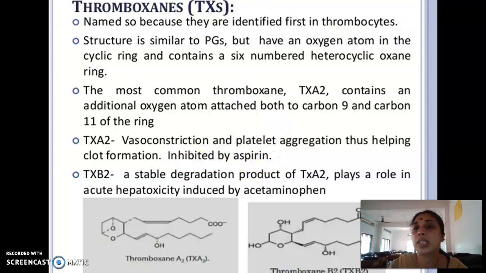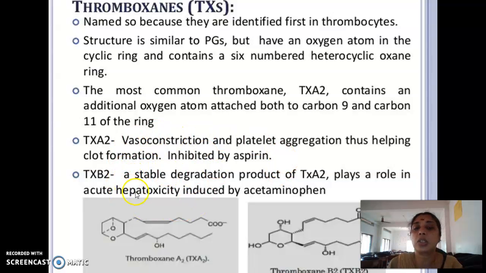We know thrombocytes bring about thrombin formation, so prothrombin to thrombin. So what is happening there? Platelet aggregation, right? So vasoconstriction and platelet aggregation, thereby forming clots. And this particular action is inhibited by aspirin, right? While TXB2 is a stable degradation product of TXA2.